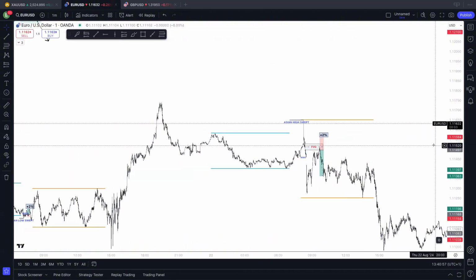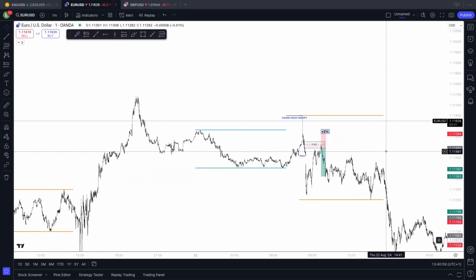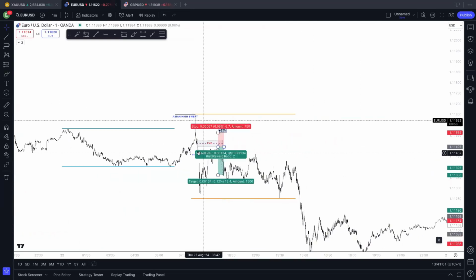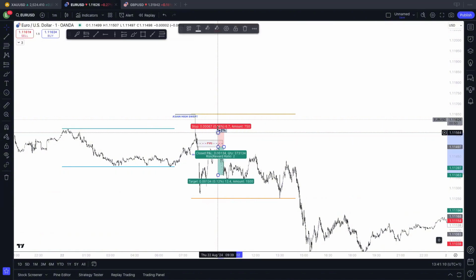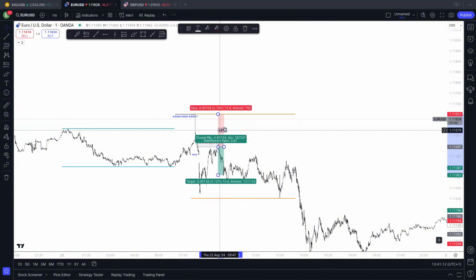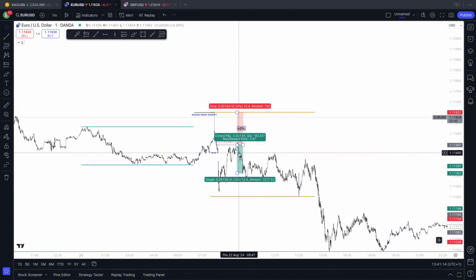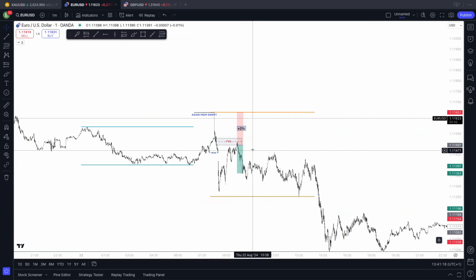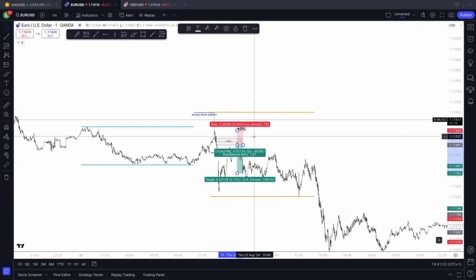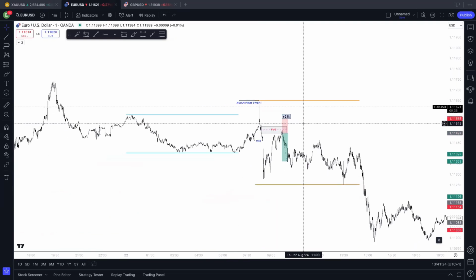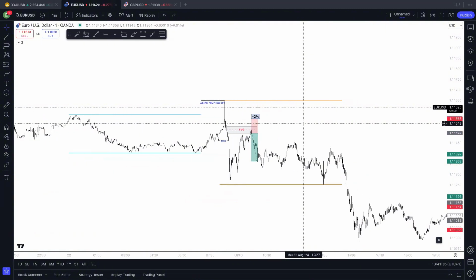Okay, you don't necessarily need a break of structure. You can just have a market structure shift, fair value gap, take it off the imbalance, stop loss at the swing high or rejection level. Again, please, please, please do not do a trade like this where your risk to reward is 1 to 0.8. Don't do that, because you're not going to see consistent profit. You'll end up losing a trade, and then it takes 2 trades for you to make it back.